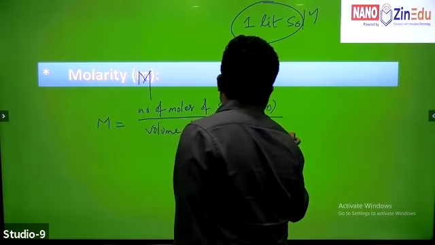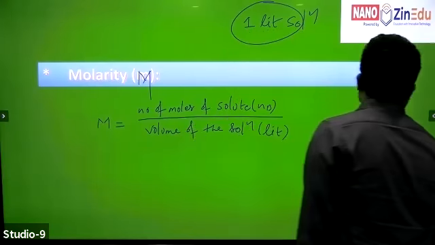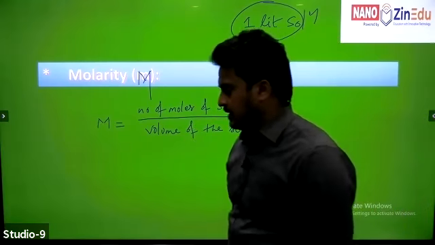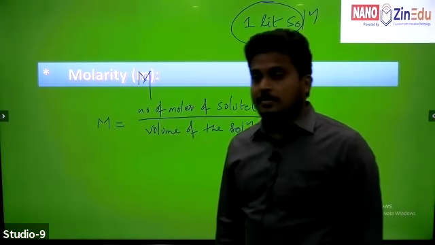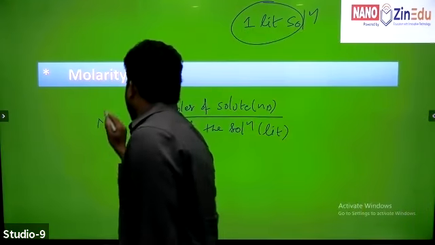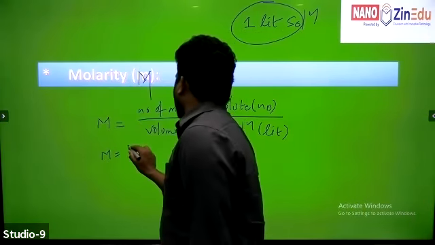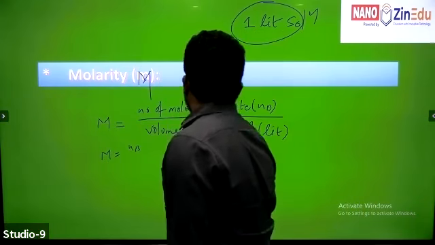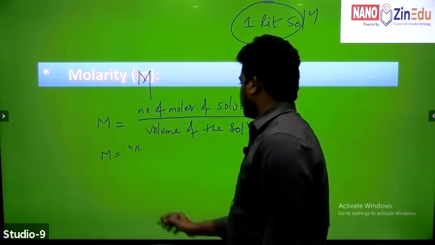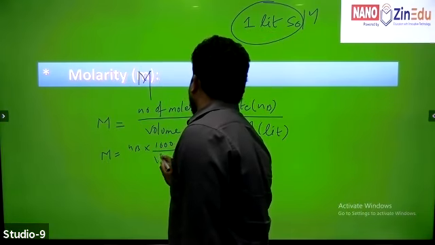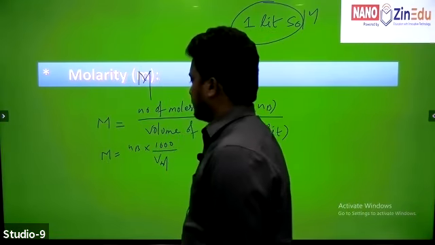Volume of the solution, here I am taking liter. If volume of the solution is in milliliters, then molarity, capital M, is equal to the same number of moles of solute, nB, into 1000 by volume of the solution in milliliters.